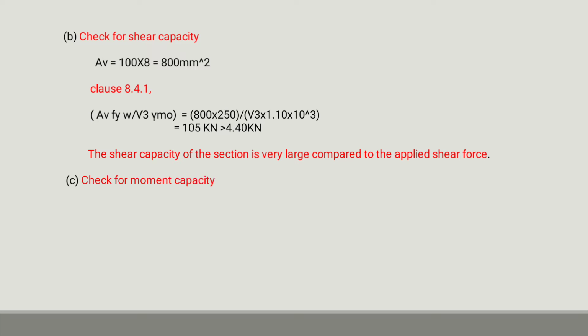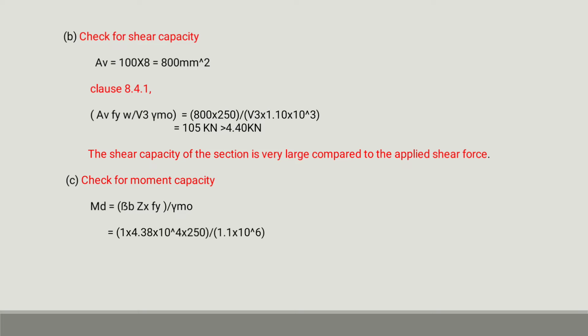Then check for the moment capacity. Md is equal to beta B into Z into Fy divided by gamma M0. This is our bending moment formula. This formula is in our code book IS 800 2007.